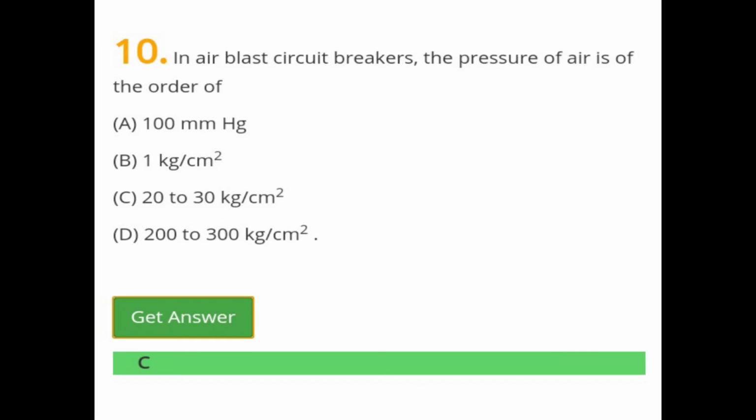In air blast circuit breaker, the pressure of air is of the order of 20 to 30 kg per square centimeter. Means correct answer is option C. In air blast circuit breaker, the pressure of air is of the order of 20 to 30 kg per square centimeter.